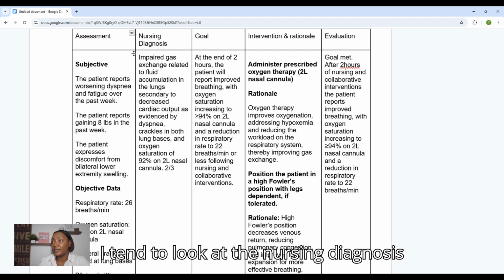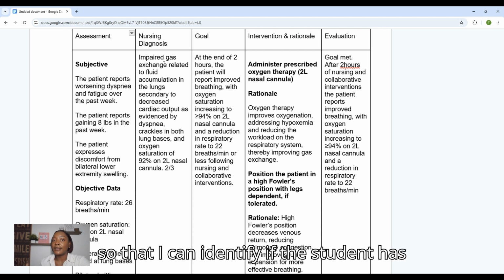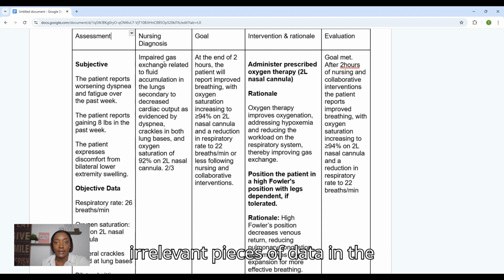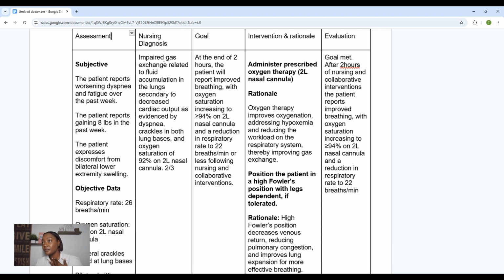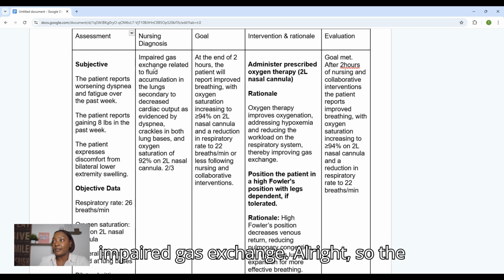I tend to look at the nursing diagnosis label first before reading the assessment so that I can identify if the student has irrelevant pieces of data in the assessment or if they're missing relevant pieces. So this label is impaired gas exchange.